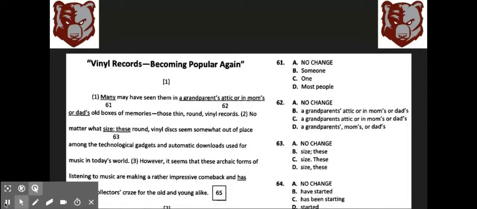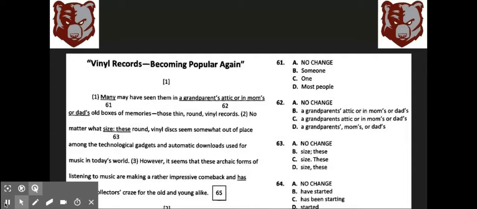Last week, students evaluated item 61 from the practice test, which focused on the pronoun error in sentence 1. Question 2 also refers to an error in sentence 1 of the article. Reread the sentence, but this time plug in the word "one" for "many." It should say, "One may have seen them in a grandparent's attic or in a mom's or dad's old box of memories, those thin, round vinyl records." This time, the question arises of whether the author correctly uses apostrophes to show possession.